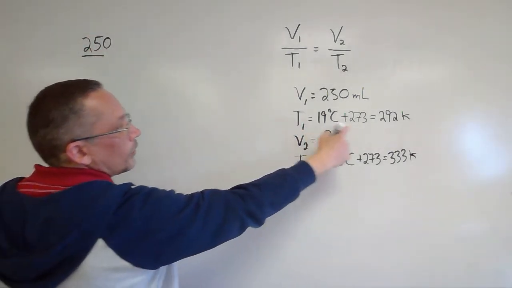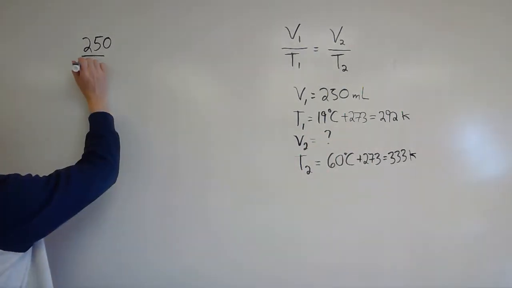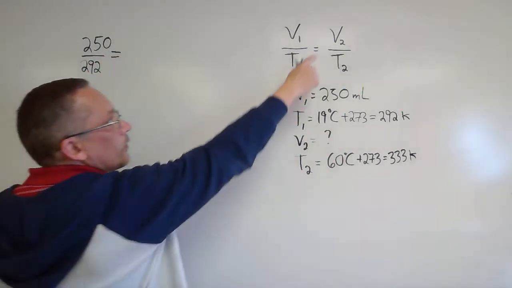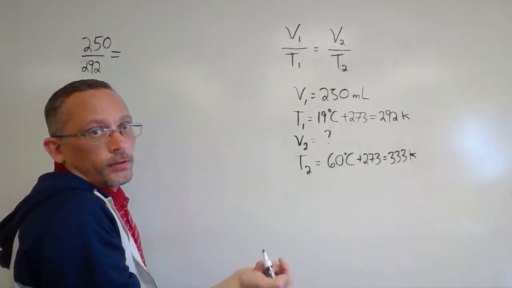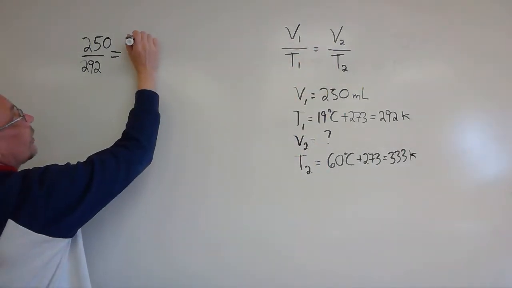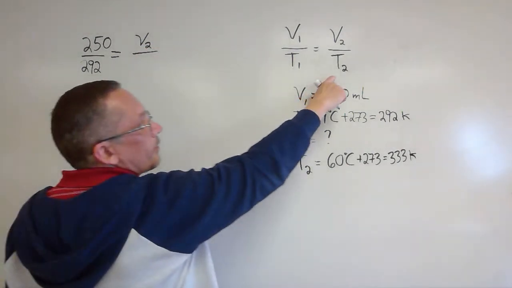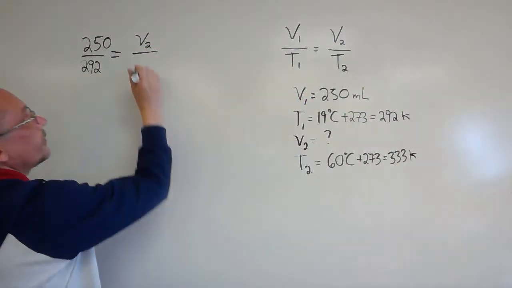Temperature 1 was 292. Okay. Volume 2, we don't know. I'm just going to write V2. Okay. And then temperature 2 is 333.